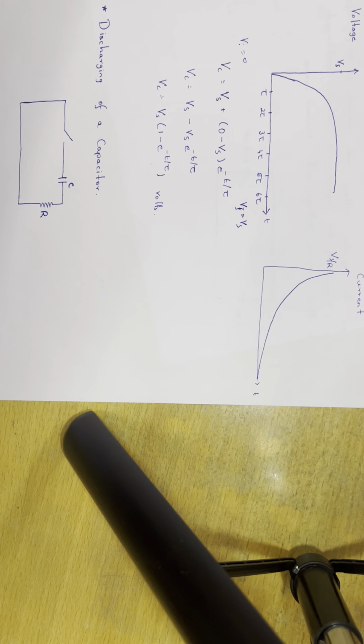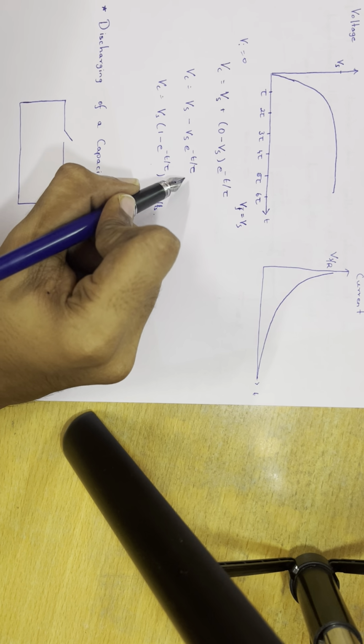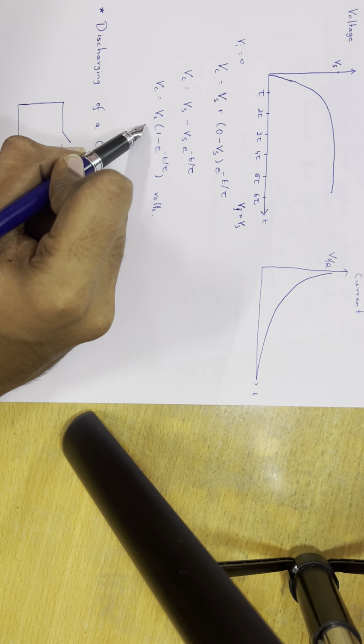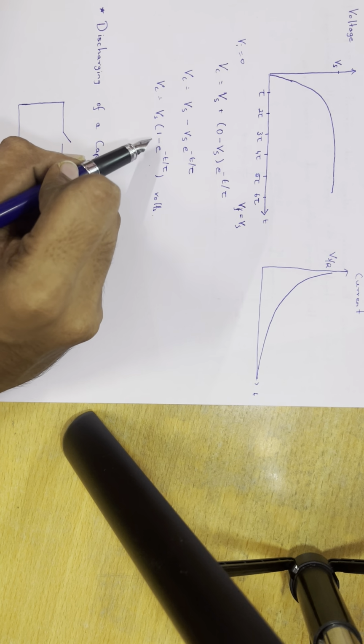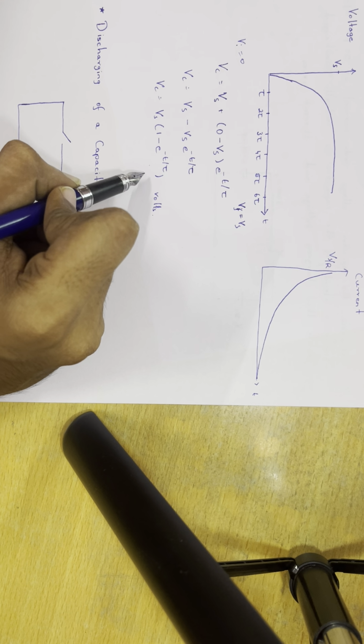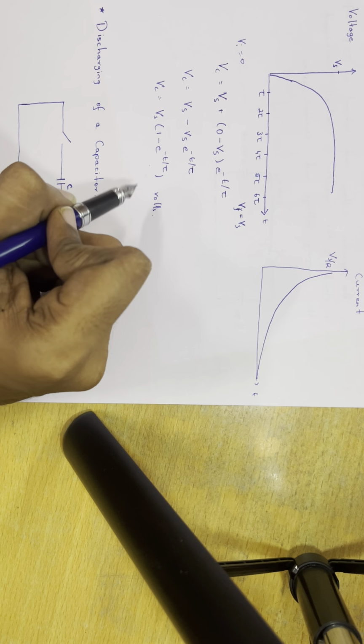So the instantaneous voltage equals Vs minus Vs e to the power minus t by tau, and taking Vs common, Vc equals Vs into (1 minus e to the power minus t by tau), and that is in volts.